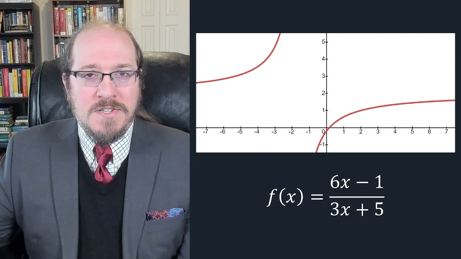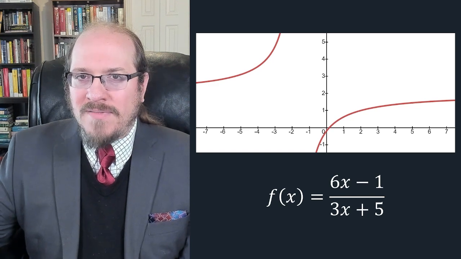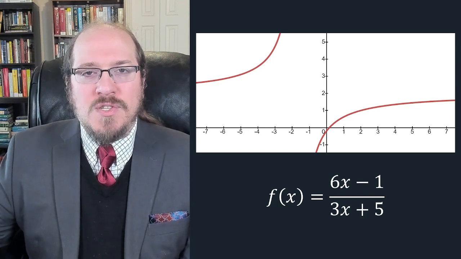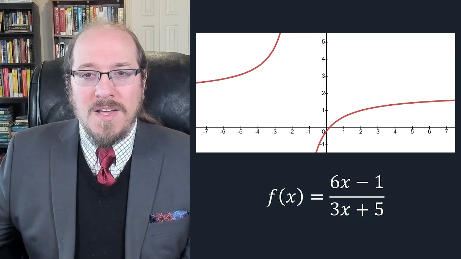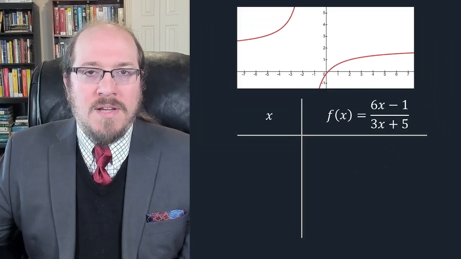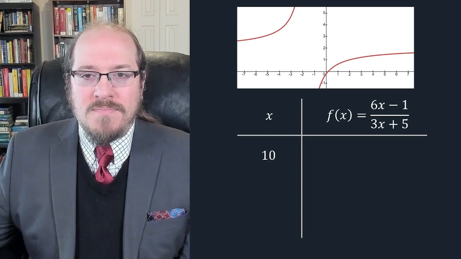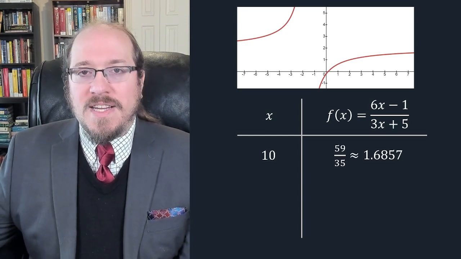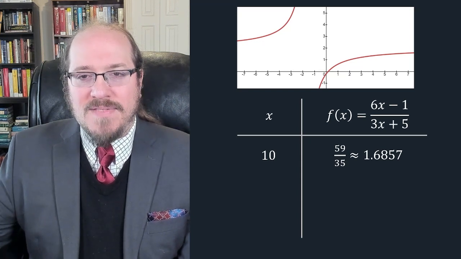Imagine we're looking at this function here, f of x equals (6x minus 1) over (3x plus 5). What happens to the value of f of x as x grows increasingly large, heading off toward infinity? We could always start to get an idea by looking at things numerically. Say we plug in x equals 10. Then if we work through it, we get 59 over 35, which comes out to about 1.6857.